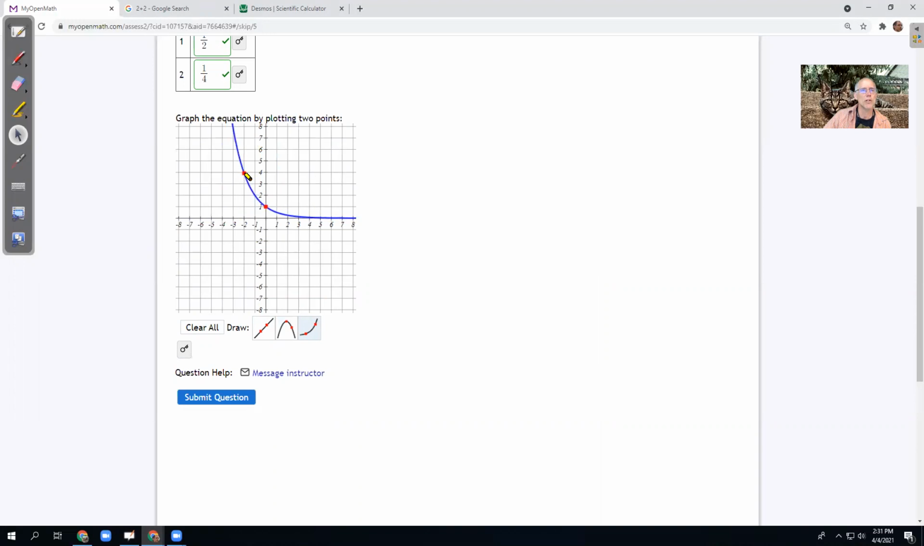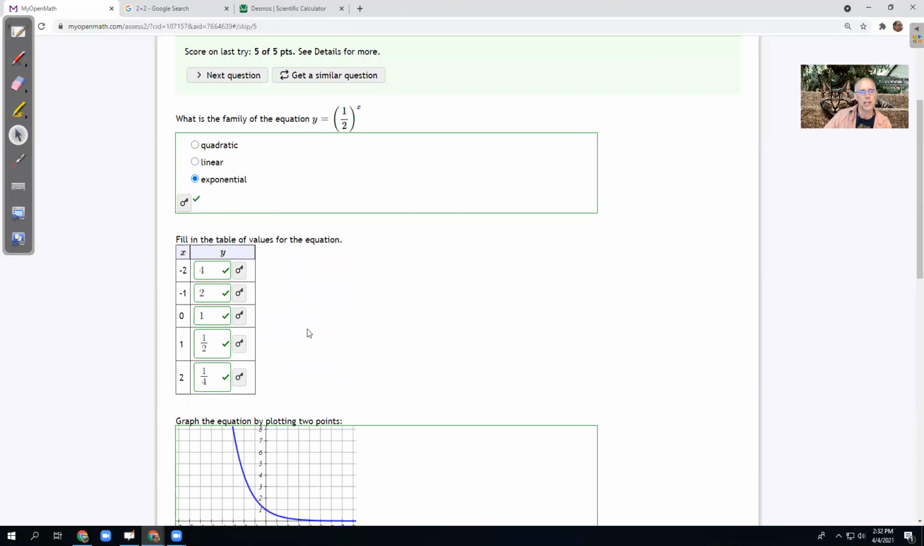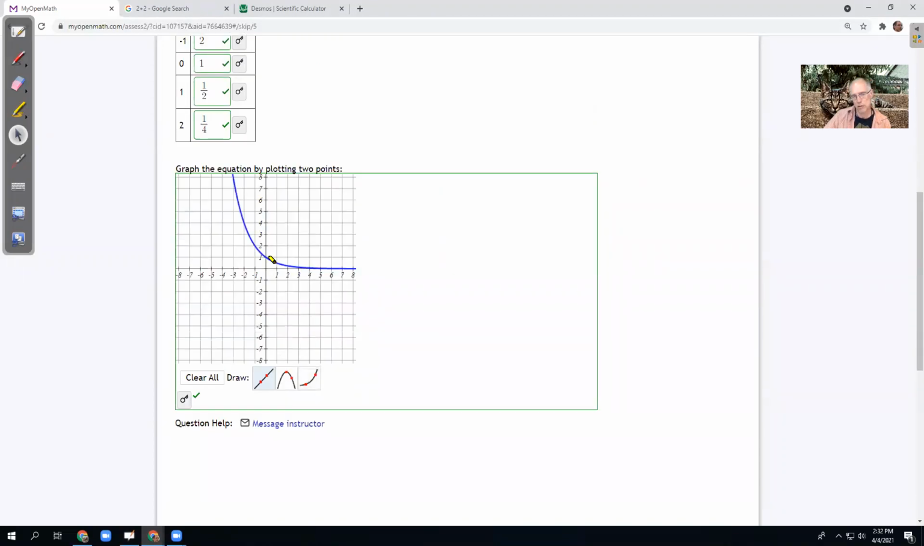And some of these graphs are easier to plot the points than others. This one is a little picky. Hey, I got it right that time. So it's just a matter of carefully plotting the points. If you don't get it right on your first try, try again. If you continually can't get the points in the right spot, make sure you message me to ask about it.